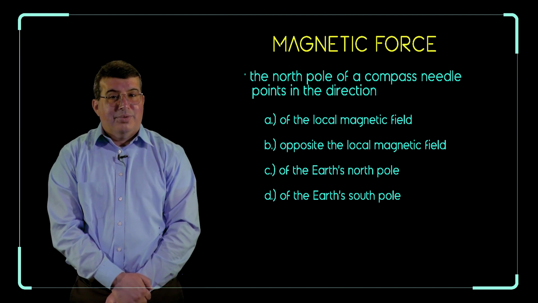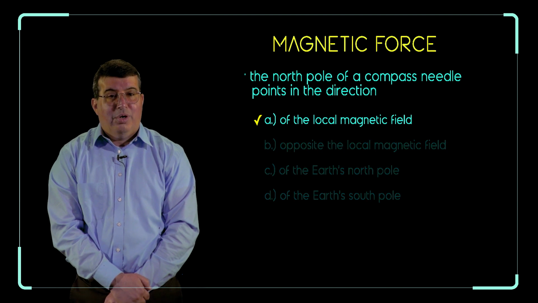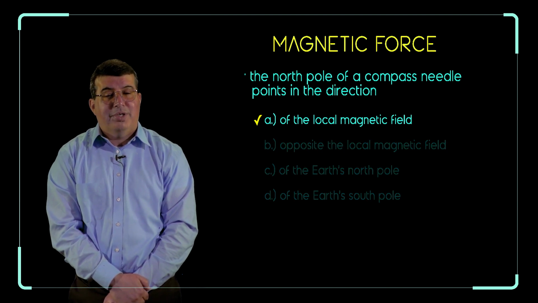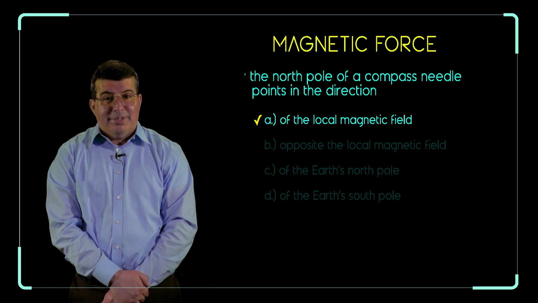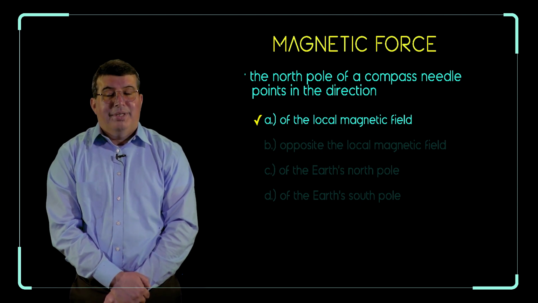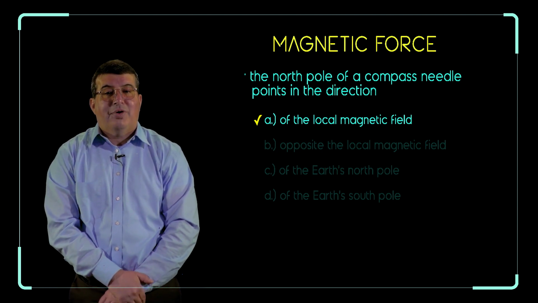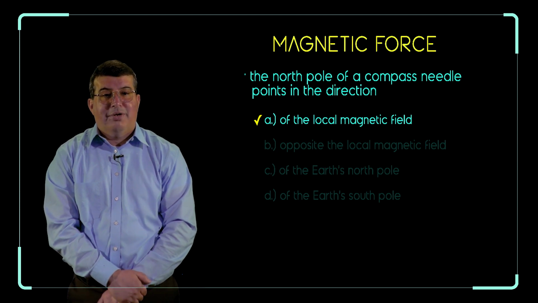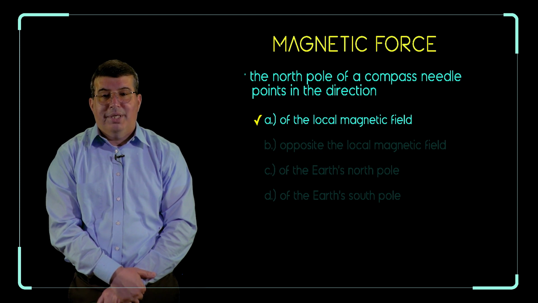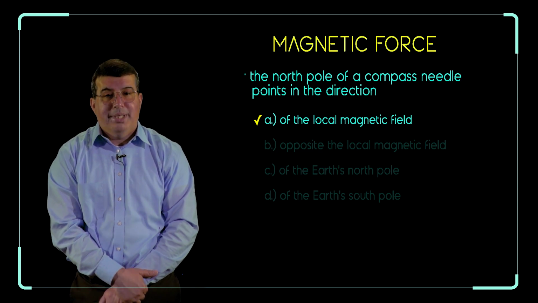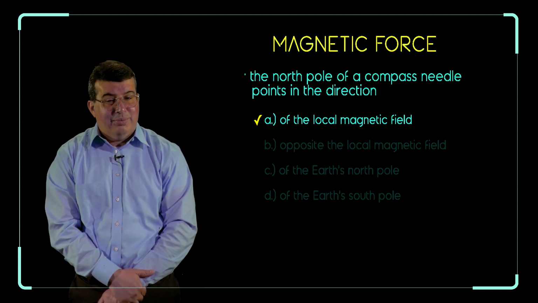The correct answer is A. The north pole of a compass needle points in the direction of the local magnetic field. In many cases, the direction of the local magnetic field is the direction of the Earth's north pole. In the absence of all other magnets, the Earth's magnetic field will be the biggest magnetic field around, and the compass will point in the direction of the Earth's north pole because the Earth's magnetic field points towards the North Pole.